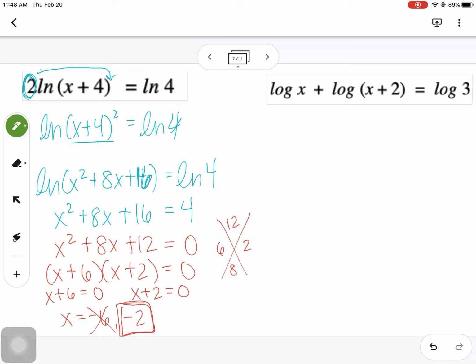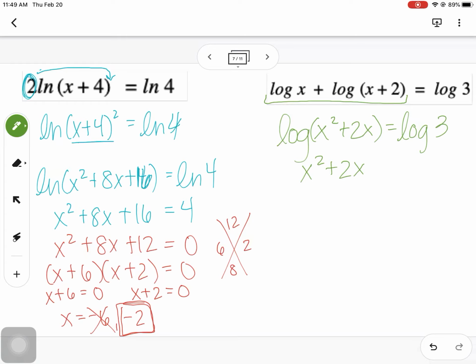Trying the next one, as before, feel free to try it by yourself or just listen to me talk about it. I need to condense. They're added, so I'm going to multiply them together. It'll be x squared plus 2x, because you do have to distribute that, equals log of 3. Log equals log, so I can just drop the logs. And then again, it's a quadratic equation, so I need to set it equal to 0 and try to factor.